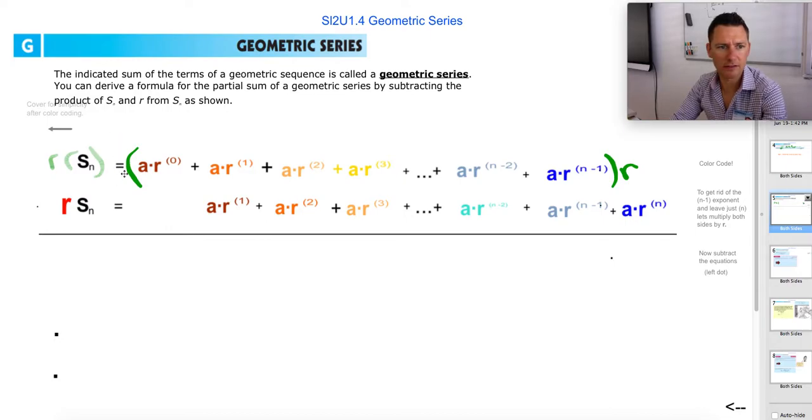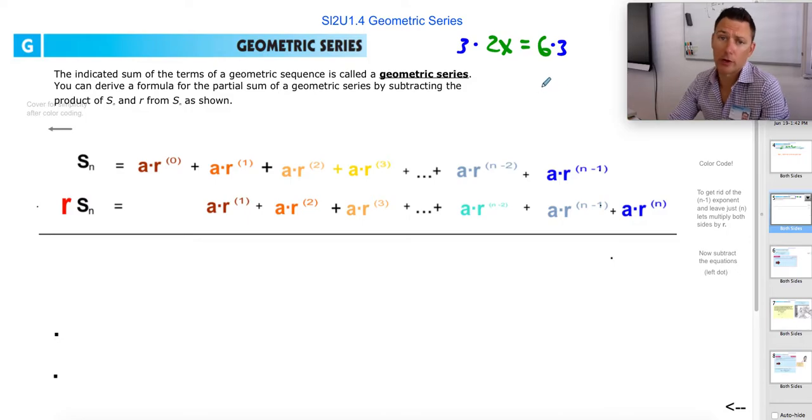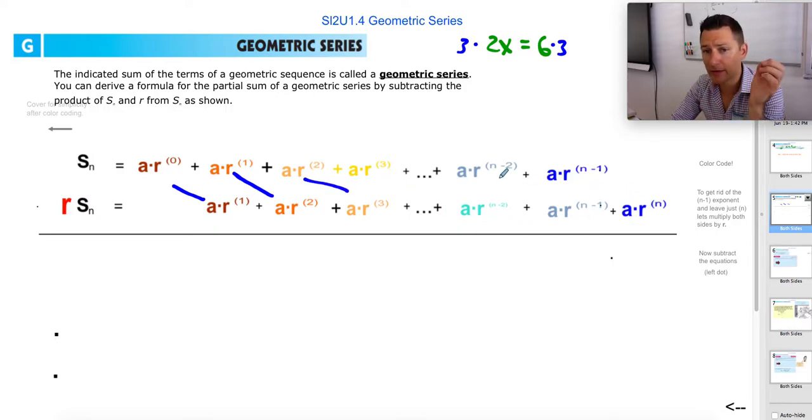Right, so I'm going to delete these pieces because we're going to need them in a second. We fundamentally haven't changed the equation. It's like saying 2x equals 6, and if we multiply both sides by 3, you still get a true equation. We haven't changed anything. We're still fine. So if we multiply both sides by r, it shows up here, and this term turns into r to the first. This term turns into r squared. This term turns into r cubed, etc. And this r to the n minus 2 turns into r to the n minus 1, and this turns into r to the n, which is nice. We did all that work for this.